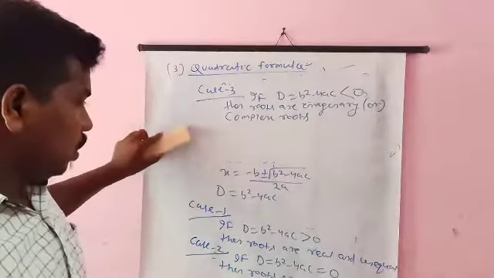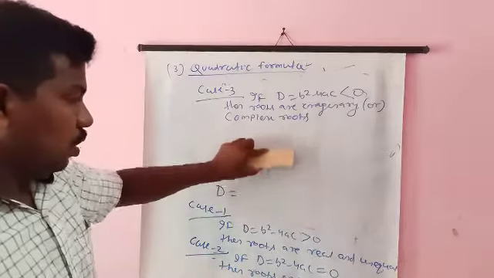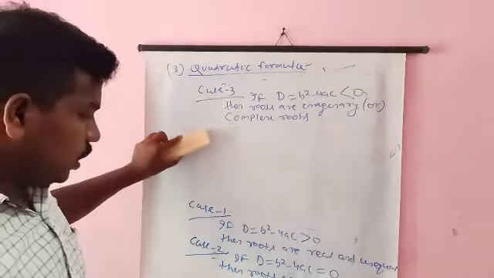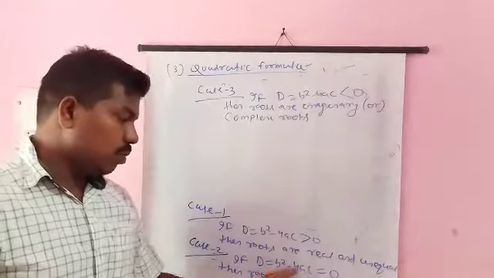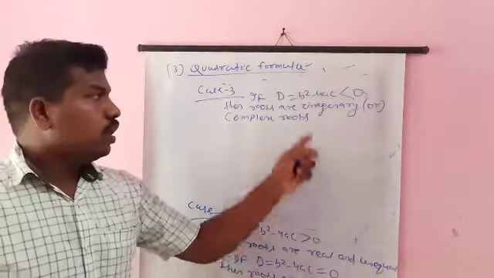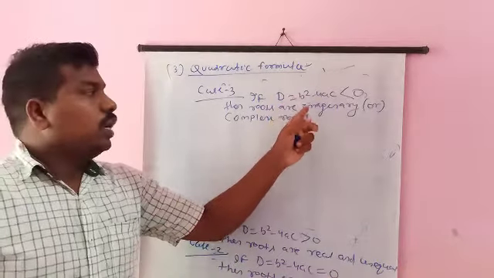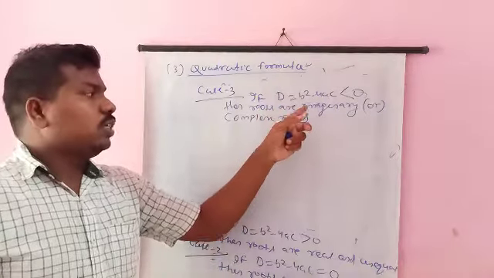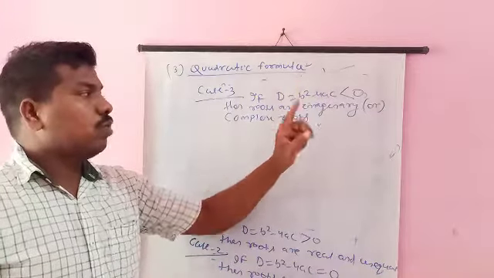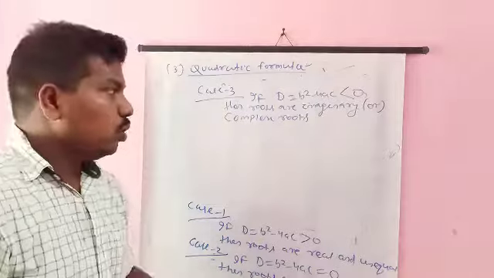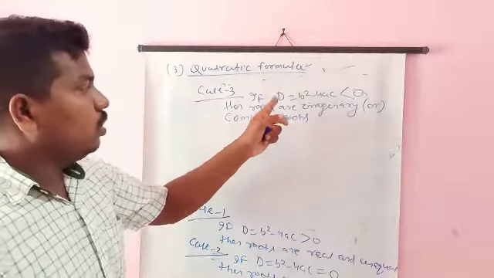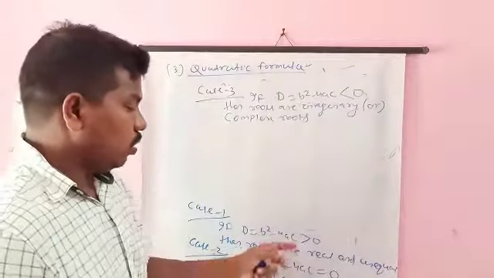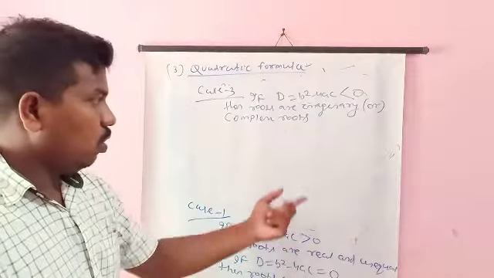First one is real and unequal, otherwise known as real and distinct. Second is real and equal, that is b square minus 4ac equal to 0. Third one is complex roots, that is imaginary, if d equal to b square minus 4ac less than 0. So to find the nature of the roots, first we find the discriminant d, then we check whether it is greater than 0, equal to 0, or less than 0.